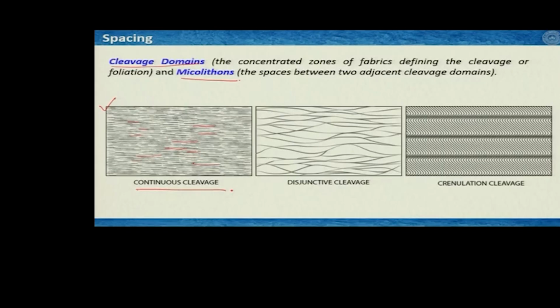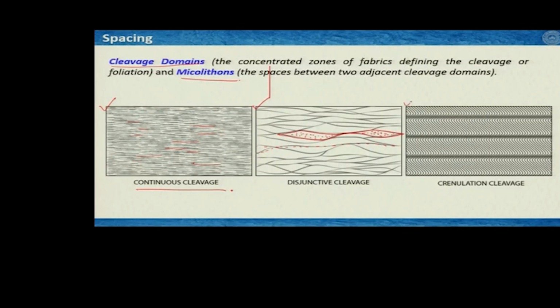Disjunctive cleavage, on the other hand, is where you have microlithons in between two adjacent cleavage domains. For example, in the second image, this is again a trace of the foliations on the screen we are looking at. These grayish lines are your cleavage domains. If I consider this area, what I am drawing with the red line is the cleavage domain, and in this case these are anastomosing. What is in between the two cleavage domains here and here are the microlithons. So, in this entire illustration you have alternating microlithons and cleavage domains in an anastomosing manner.